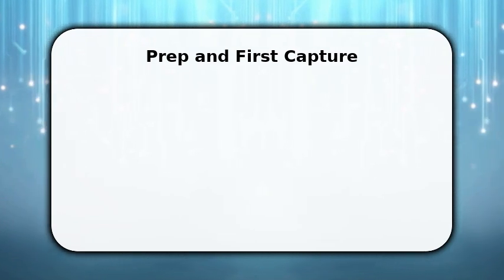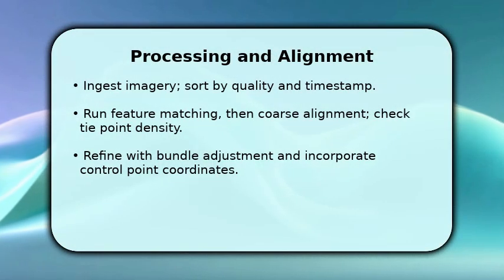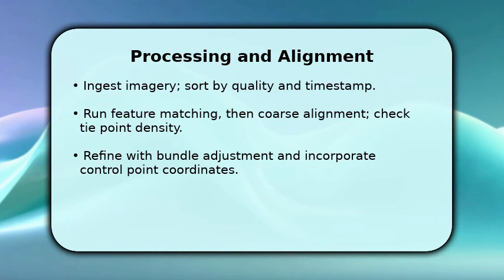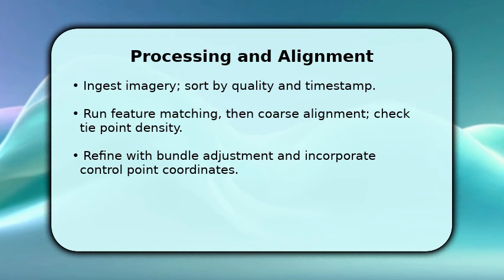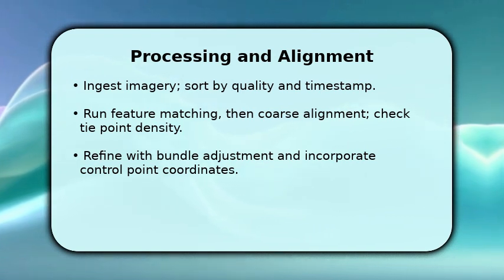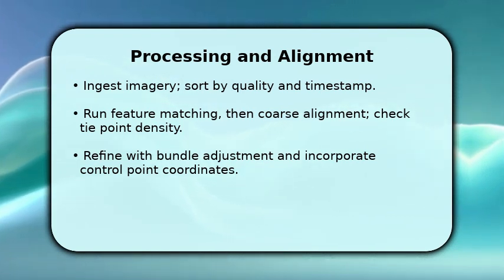You now import images and immediately cull blur or poor exposures. Quality sorting saves time. Start with automatic feature matching and perform a coarse alignment to visualize tie points. If density is low, capture fill shots and rerun.